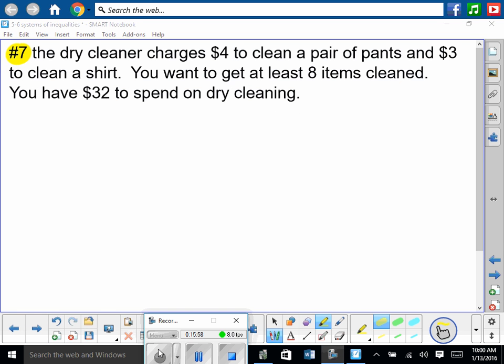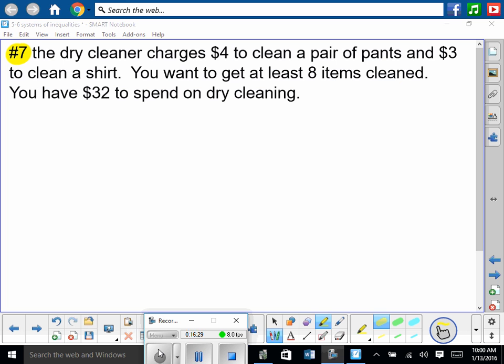So number 7, guys, we're just putting this into a system of inequalities, and then we can just solve by graphing. I'm going to do number 7 with you. It says, the dry cleaner charges $4 to clean a pair of pants and $3 to clean a shirt. You want to get at least 8 items clean. You have to spend $32 on dry cleaning. So we're going to write a system of inequalities to model the situation.